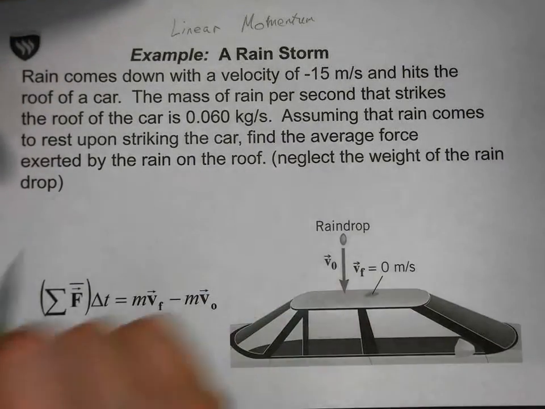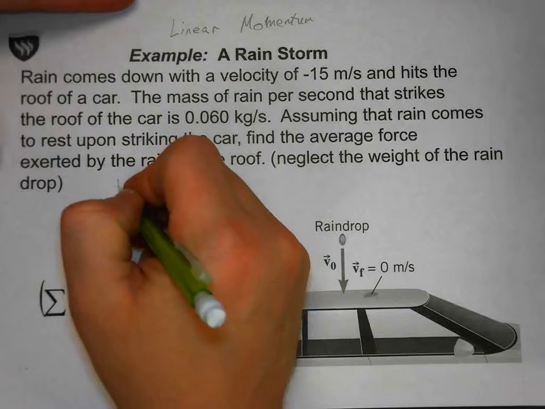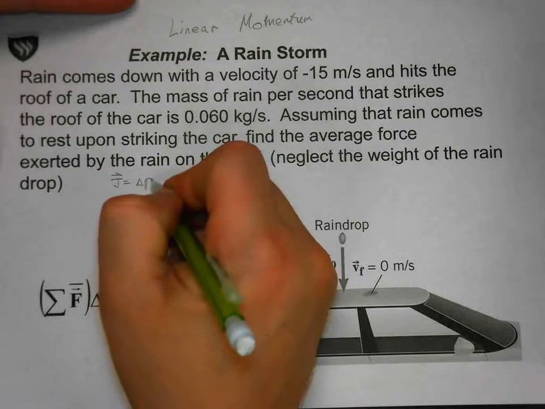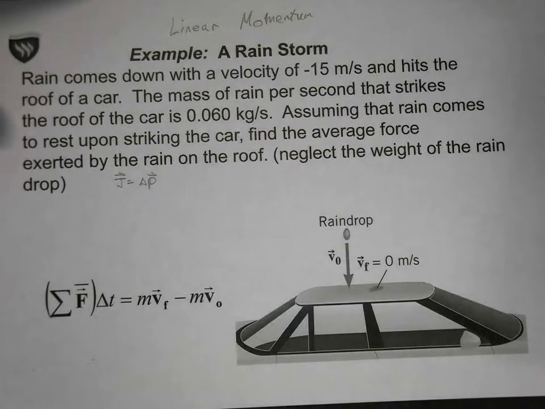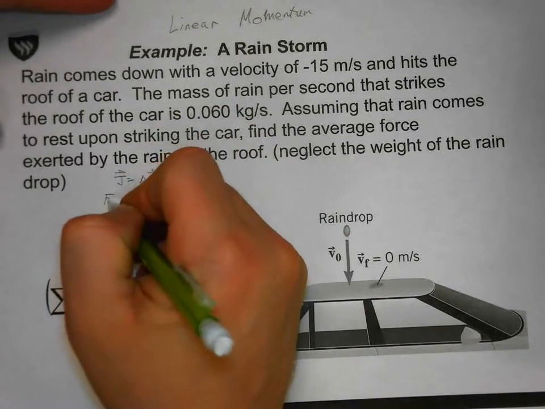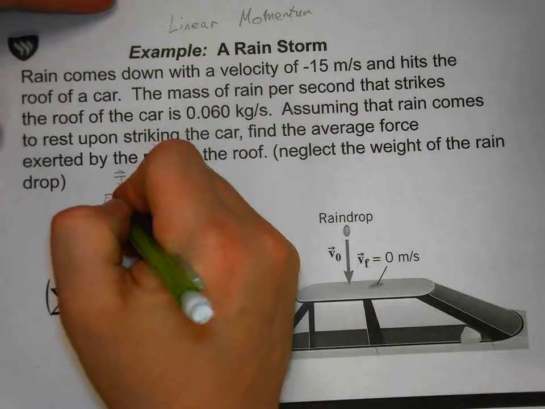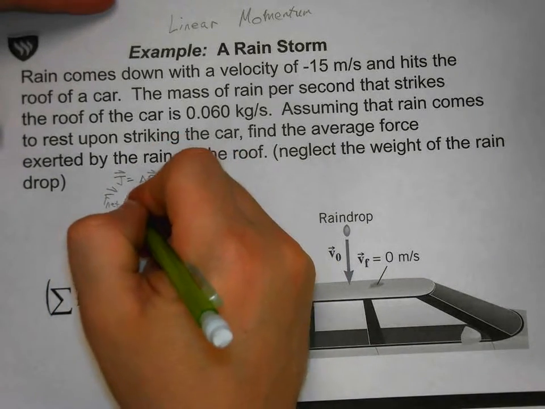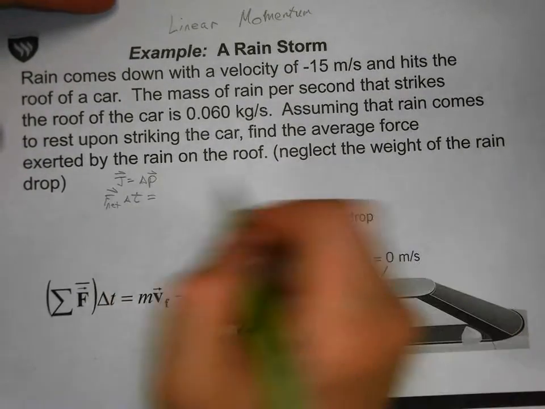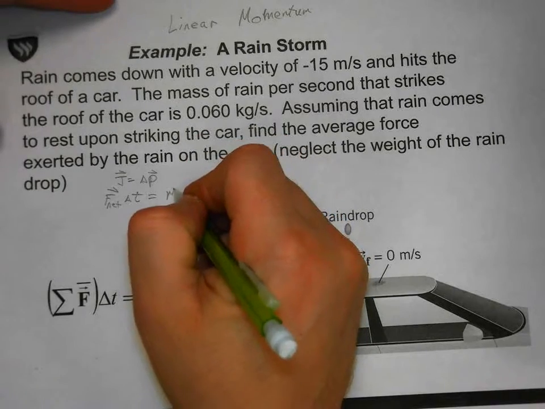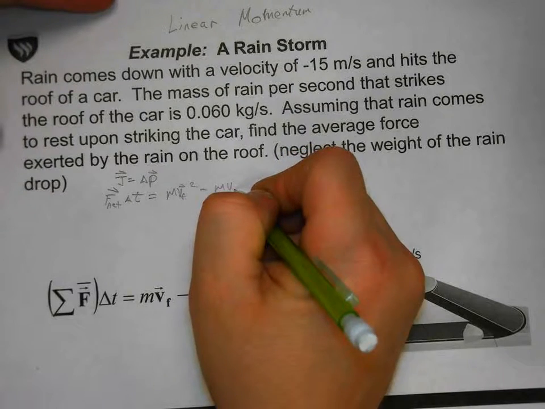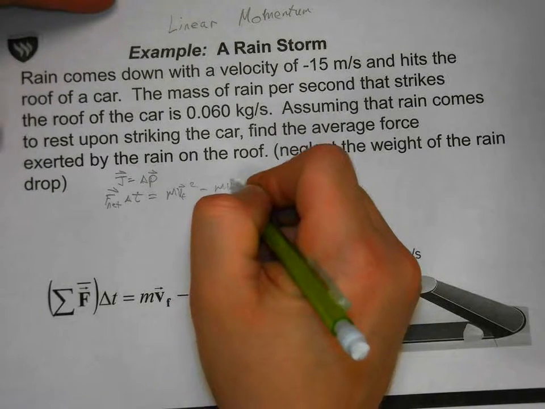Well, we would first start with our starting equation here. The impulse equals the change in momentum. Both of those are vectors. So the impulse is equal to the net force acting over some time duration, which then equals m v final squared minus m v initial squared.